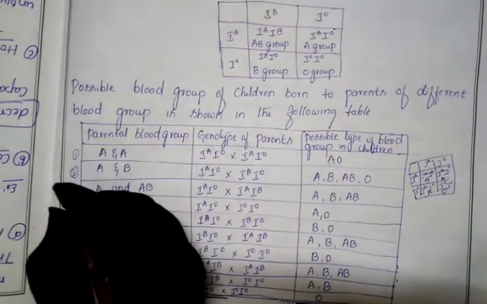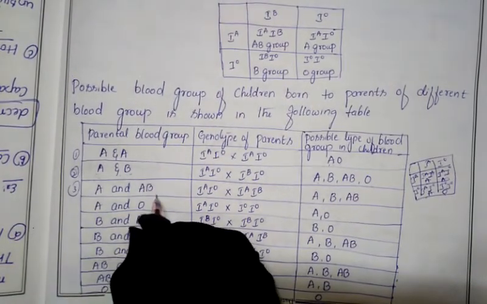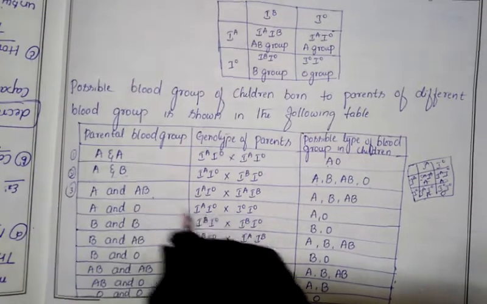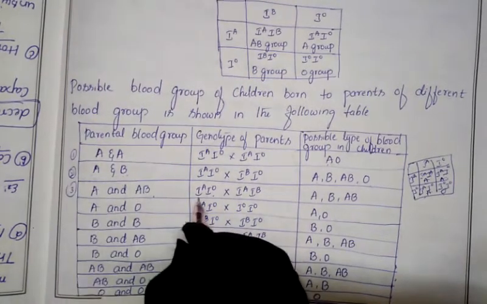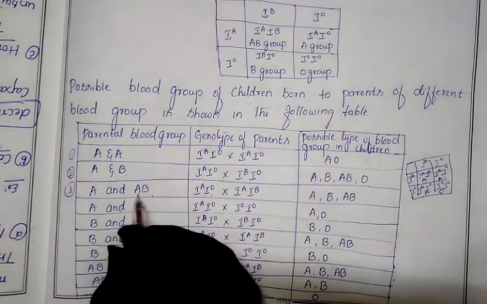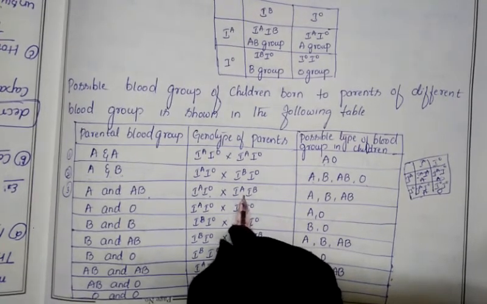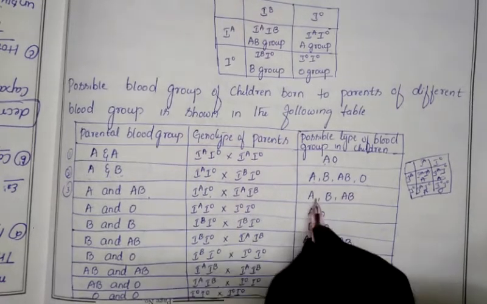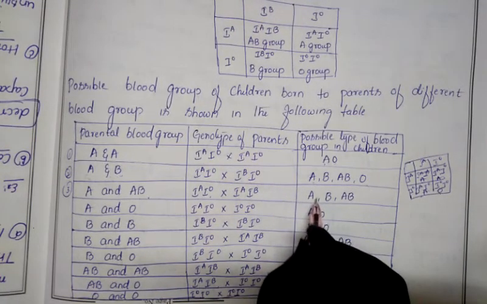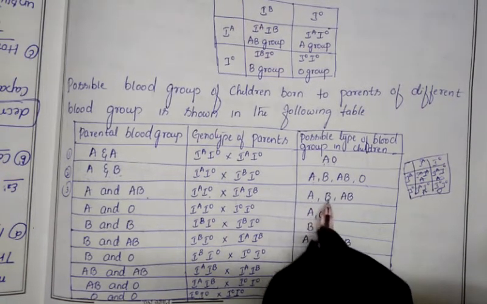Next, the third case. Suppose one of the parents has the A blood group and the other parent has the AB blood group. Then, for the genotype, for A it is IA IO, heterozygous condition, and for this one let us write IA IB, because for AB only one type of allele combination is possible. Next, which type of blood group will appear in the children? A, B and AB.